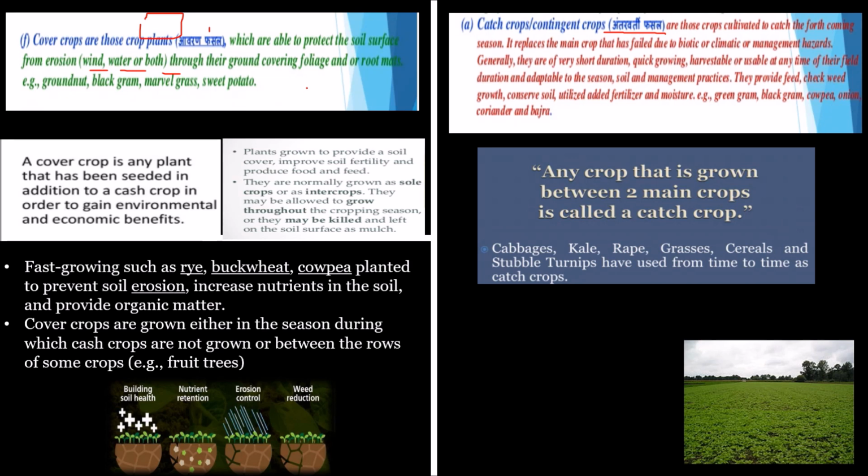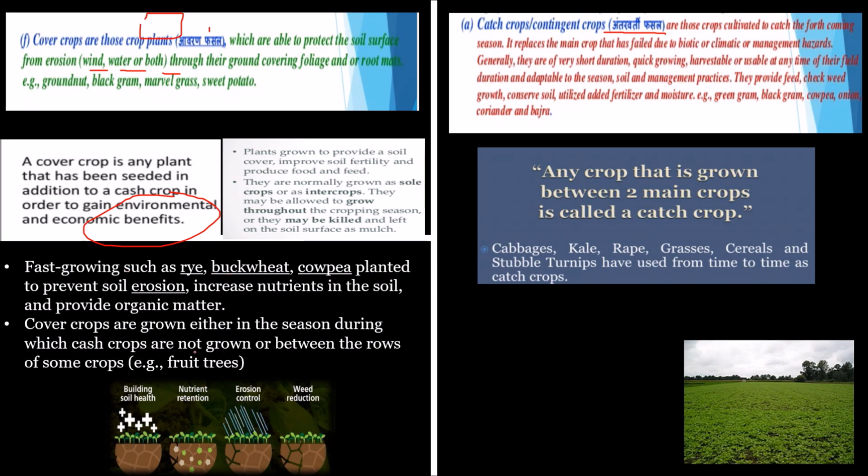Cover crop is any plant that can be seeded in addition to the catch crop in order to gain the environmental and the economic benefits. Both of them are taken care of in this case. Plants are grown to provide soil cover, improve the fertility of the soil, and all the good things that happen to the soil in this case. They're normally grown as the only crop, or the sole crop, or as intercrops. They may be allowed to grow throughout the cropping season or they may be killed in some of the seasons and left to mulch. Okay.